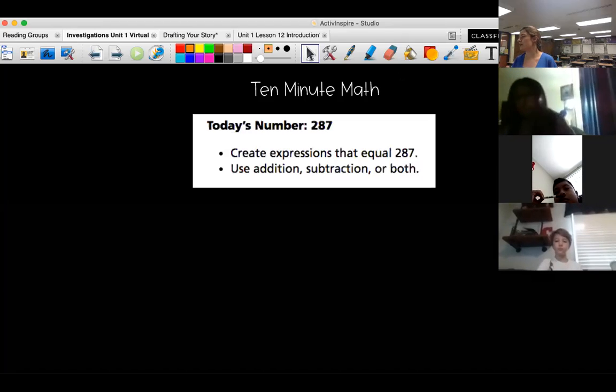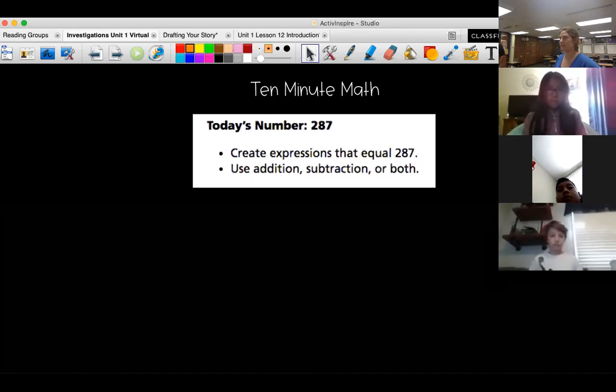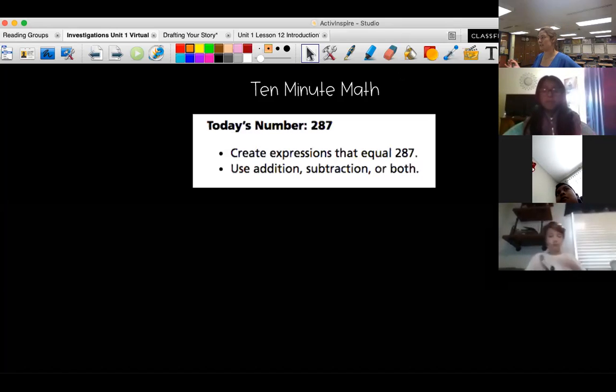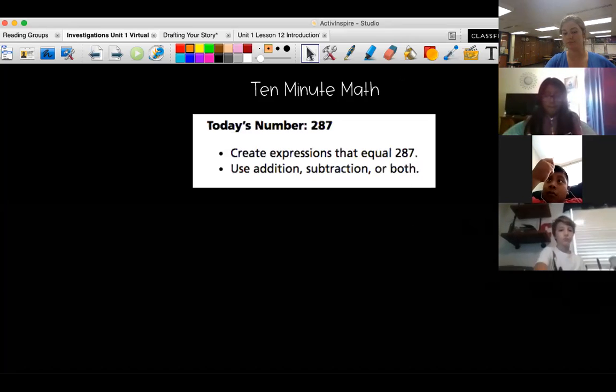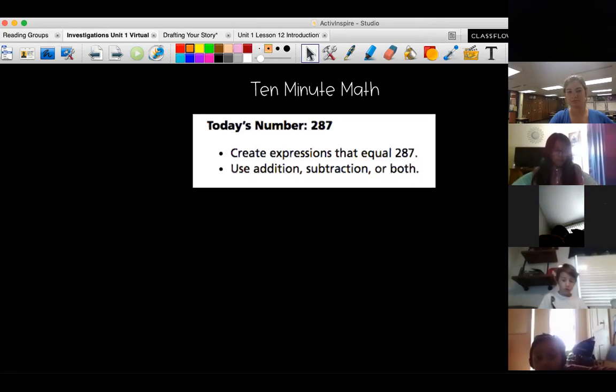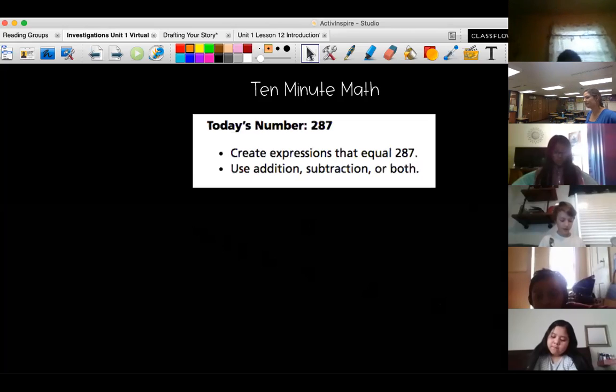And yesterday we had a requirement that one part had to add up to a 100. That is not the case today. The only requirements are that it equals 287, that it's an expression, so there's no equal sign, and that you use addition, subtraction, or both. So I am going to give you guys 4 minutes to come up with stuff, and then we will come back together and talk about it. 287, okay. Ready, set, go. You can do more than one if you think of more than one.